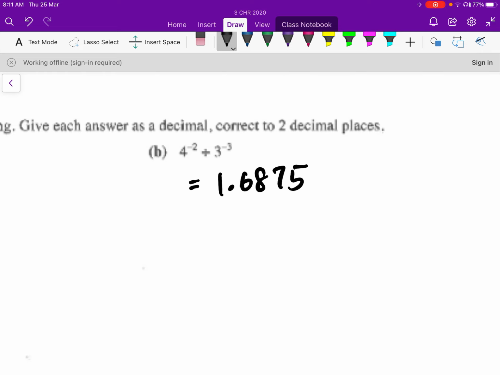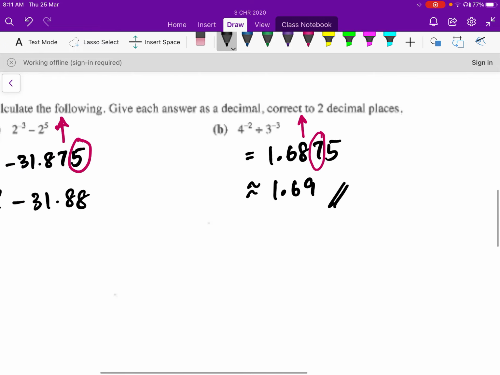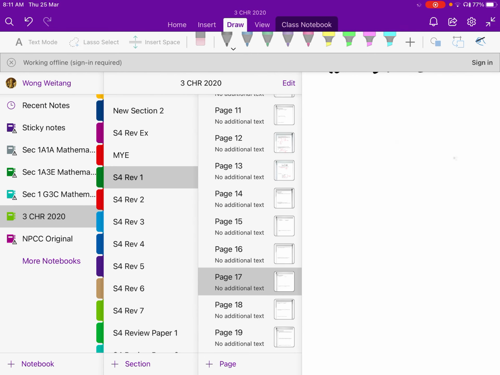So this value is 1.6875. Since they want 2 decimal places, I find the 3rd decimal place. They want 2, I look for number 3. 1, 2, 3. Circle. Since it is a 5, 6, 7, 8, 9, I need to increase the previous value. You give me 1.69. Next page.